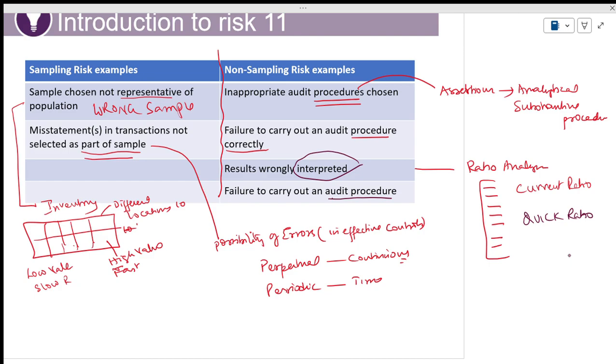Difference between a sampling risk and a non-sampling risk. Are you clear about this? Yes, sir.